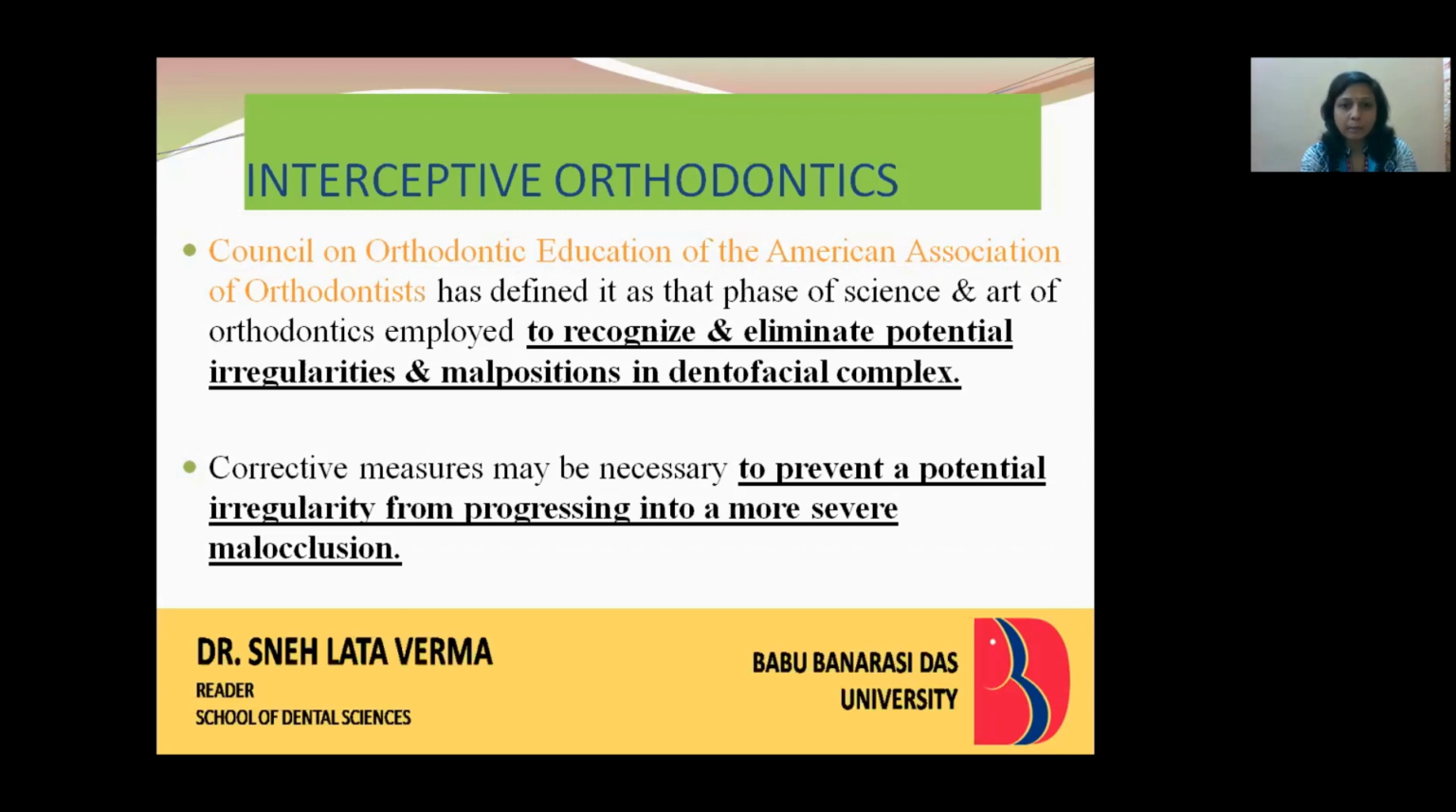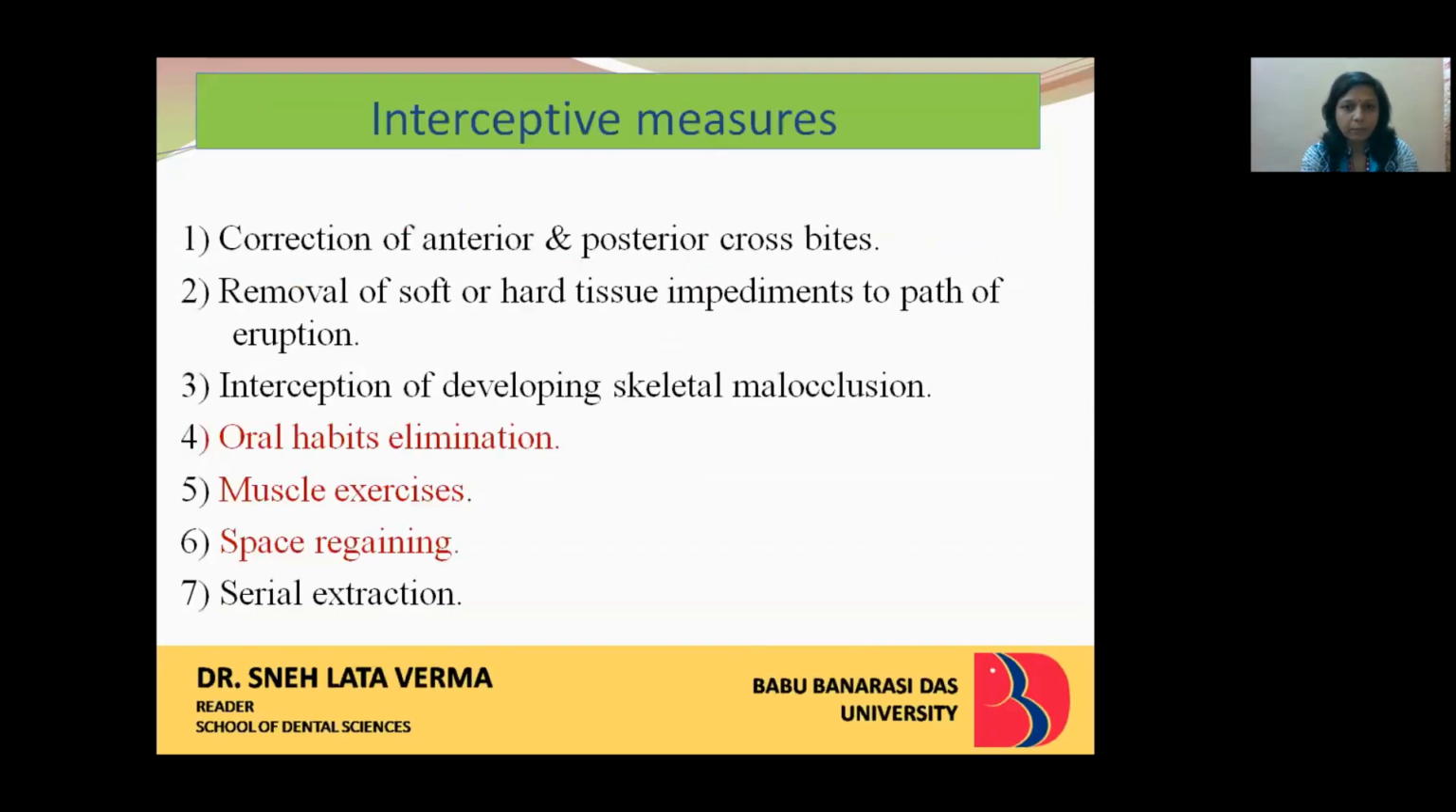In this, corrective measures may be necessary to prevent a potential irregularity from progressing into a more severe malocclusion. Various interceptive measures includes correction of anterior and posterior crossbites, removal of soft or hard tissue impediments to path of the eruption, interception of developing skeletal malocclusions, elimination of deleterious oral habits, muscle exercises, space regaining, and the serial extraction procedure. The first three measures we have covered in a previous video lecture. In this lecture, we are going to cover up the oral habits elimination, muscle exercises, and the space regaining procedures.